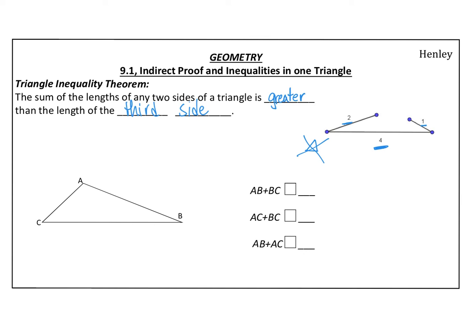Let's look at the bottom. We have AB and BC. If we add AB and BC together, we will get a sum that is greater than AC. If we look at AC and BC, we will get a sum that is greater than AB. And finally, if we look at AB and AC, then we will get a sum that is greater than BC, and that works with all three.